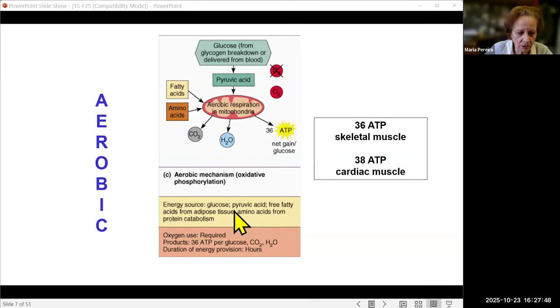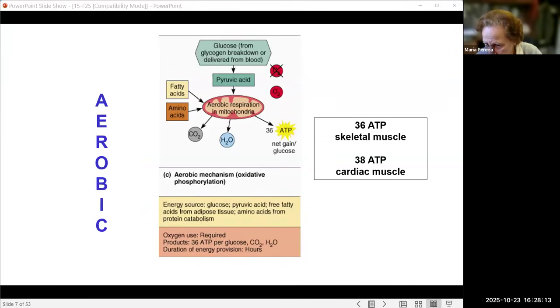Okay, so oxygen use is required to produce 36 ATP per glucose. The final product is carbon dioxide and water. And this can produce ATP, can give muscle enough ATP to go on for hours.